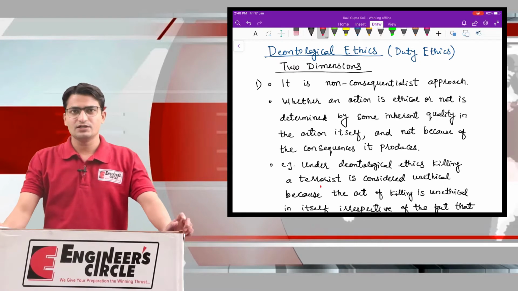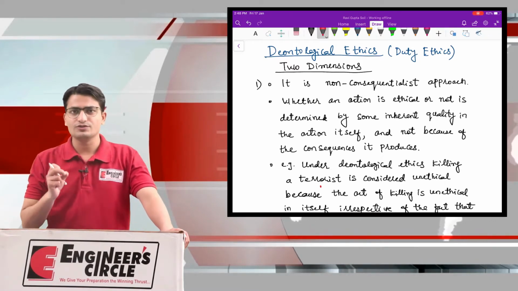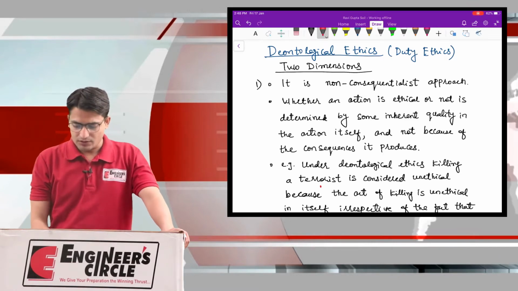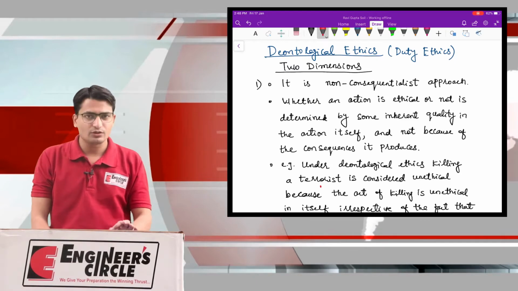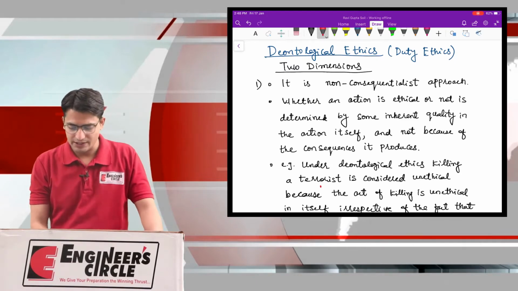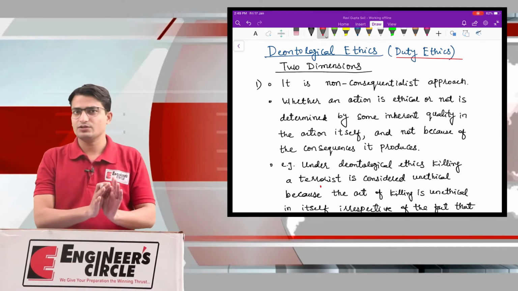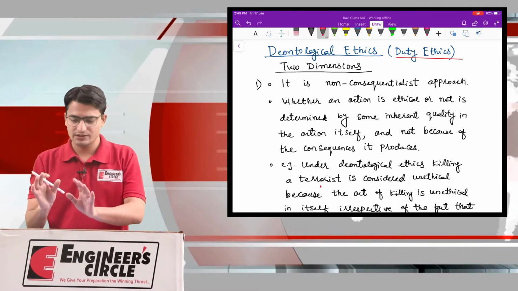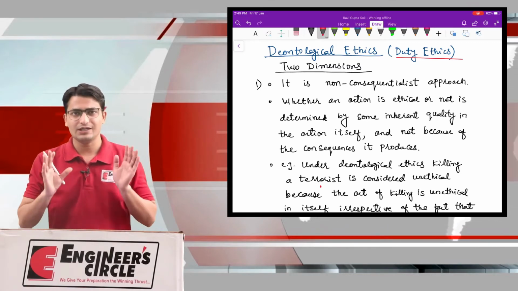Now we are taking the second part of normative ethics, that is deontological ethics. Another word that is crudely used for deontological ethics is duty ethics. So for our prelims examination purpose, we can simply crudely relate that duty ethics is more or less similar to deontological ethics.